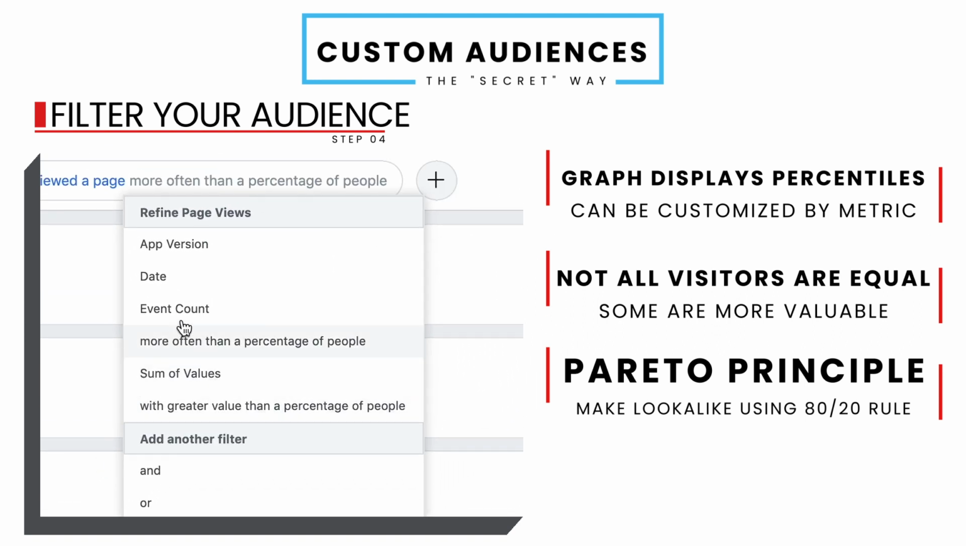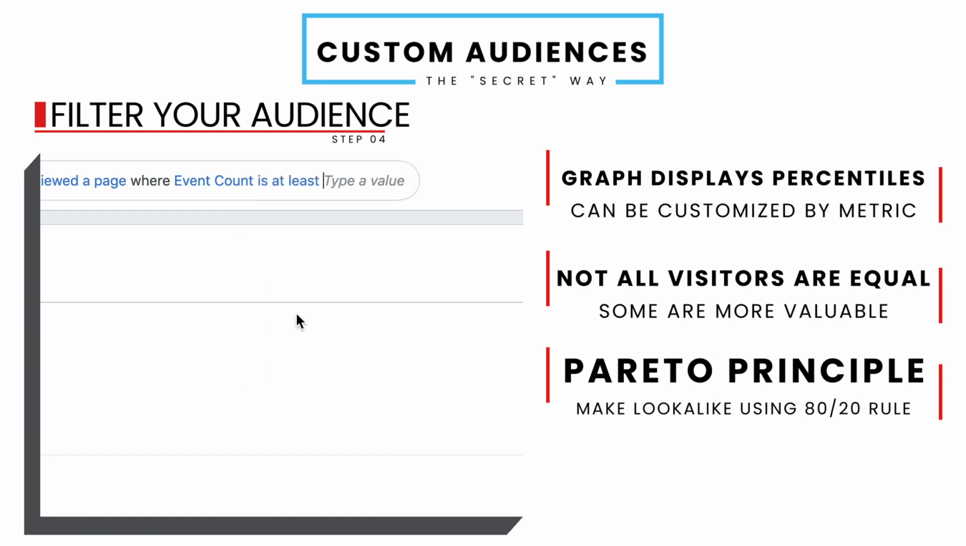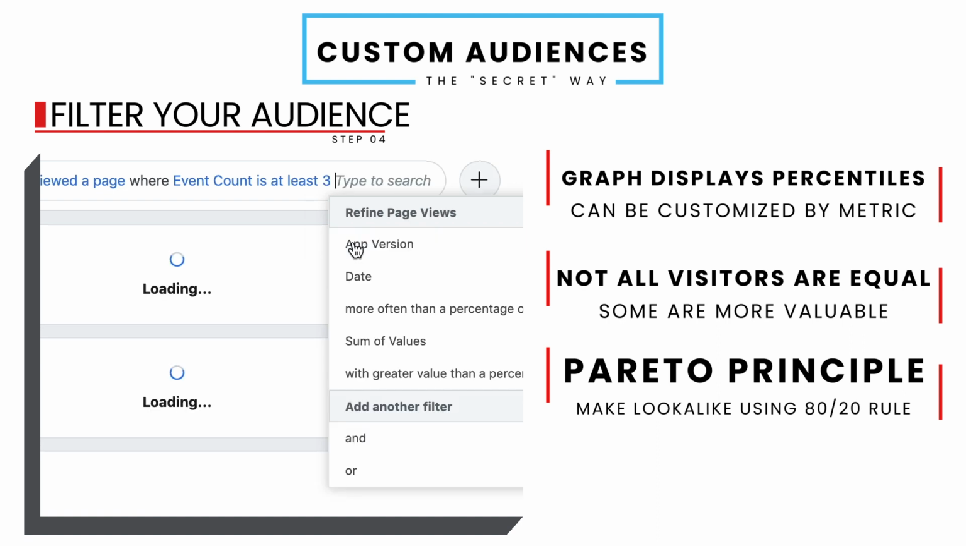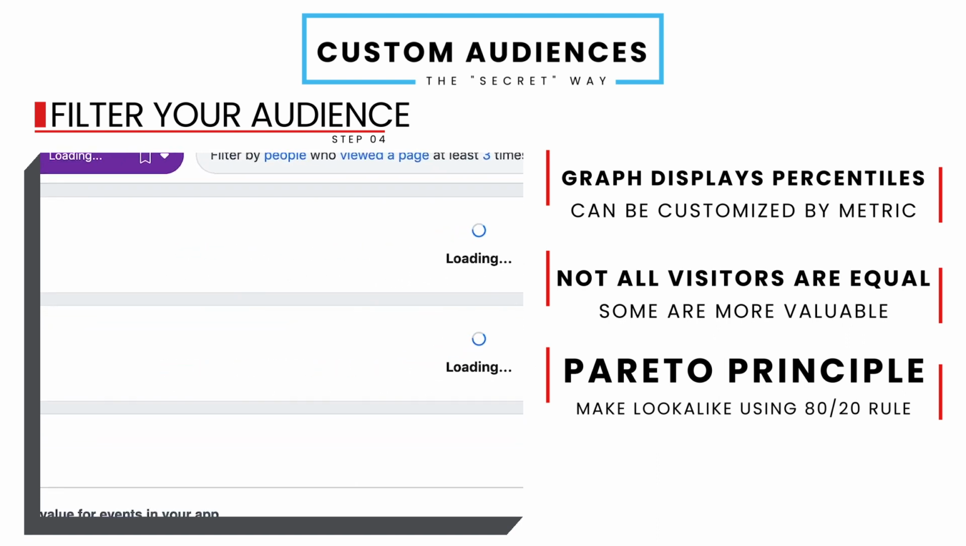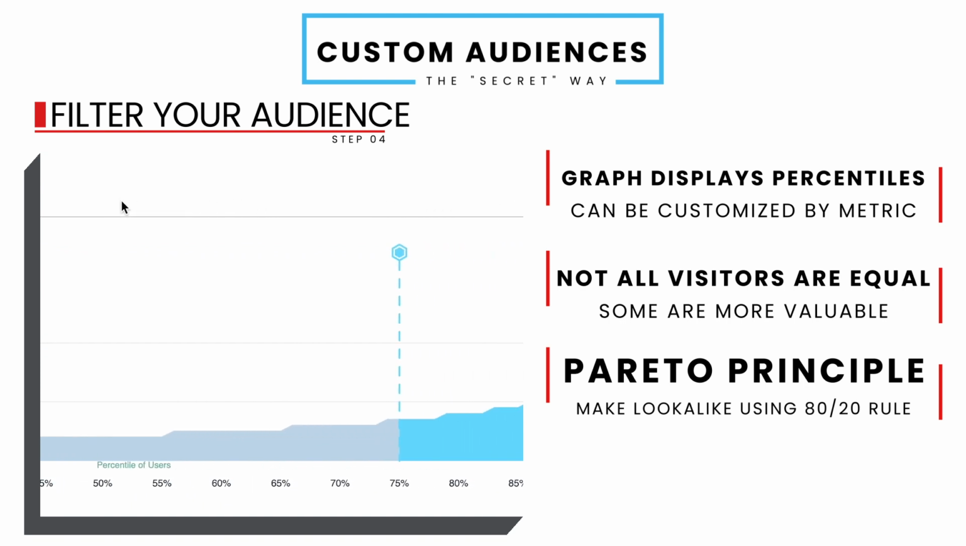Next, we'll need to make sure everyone has seen at least 3 pages, so further refine by event count. Finally, select at least and then enter the number you got from the graph in the previous step, in this case 3. After applying the filter, your graph should change accordingly. In this case, you can see that the graph only includes people who have seen 3 pages or more.